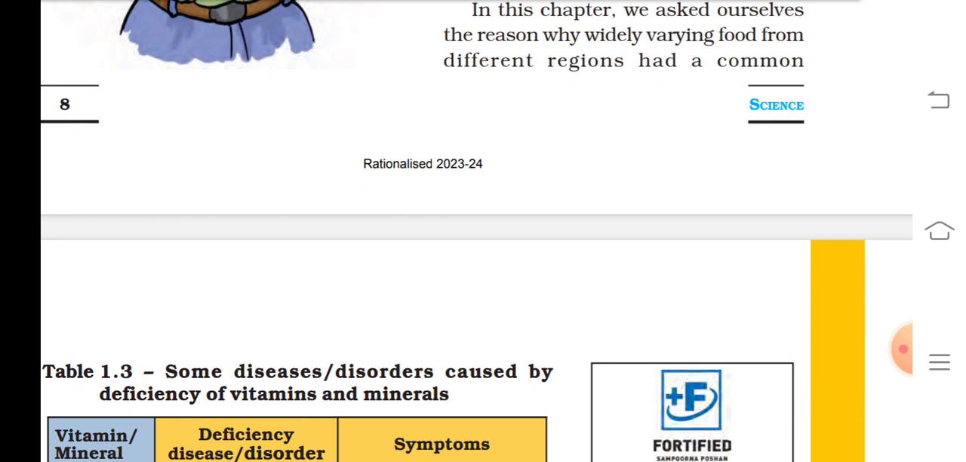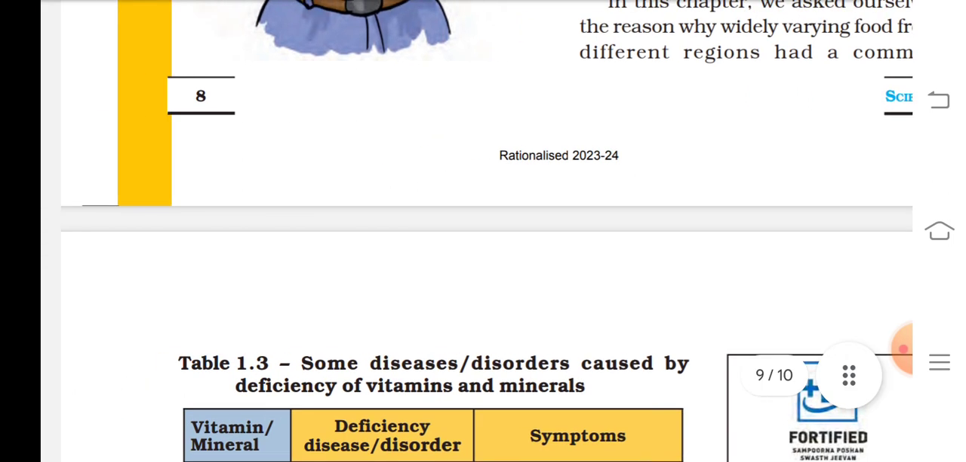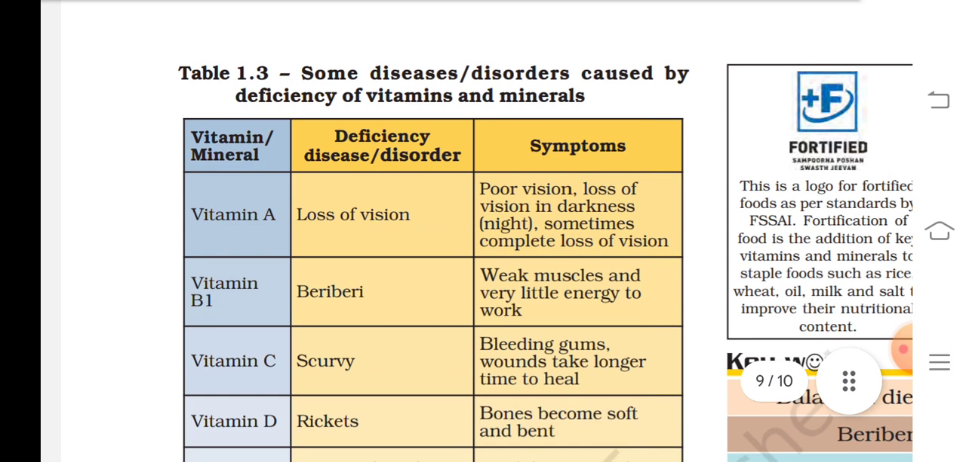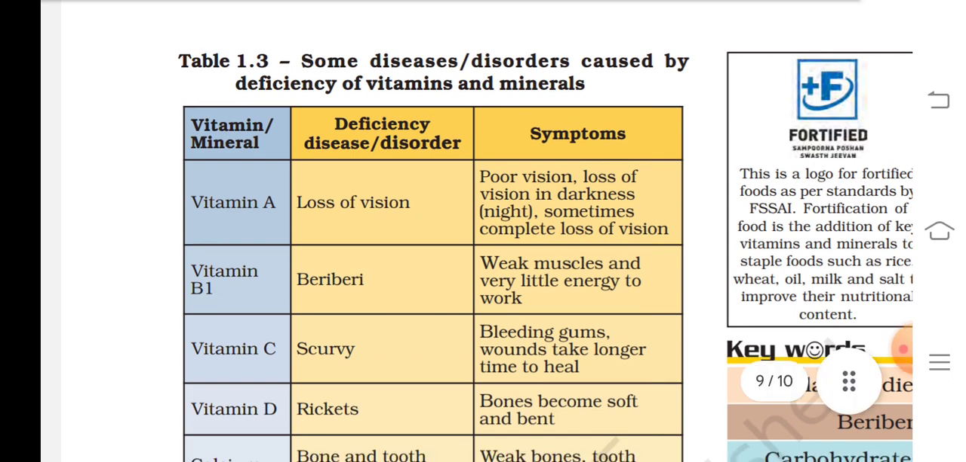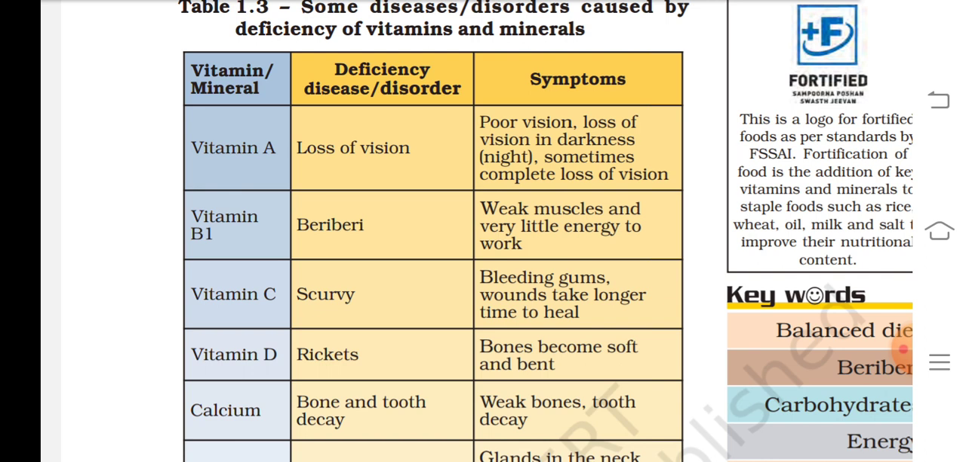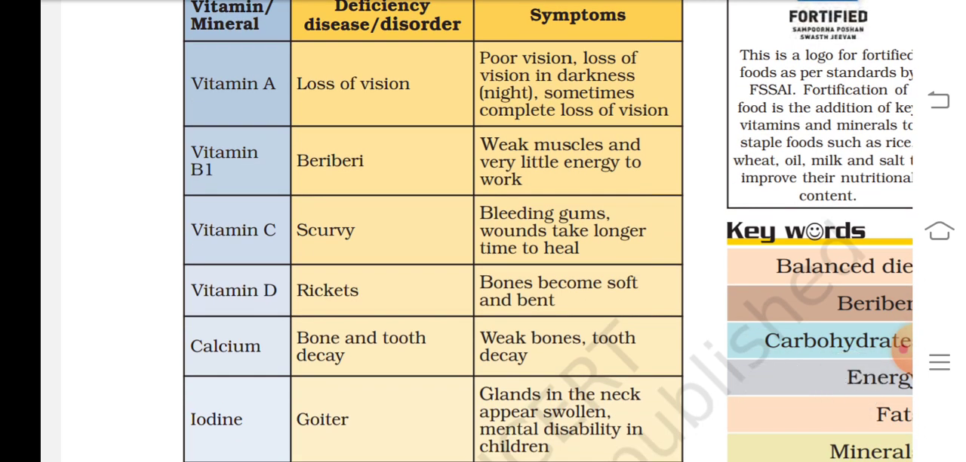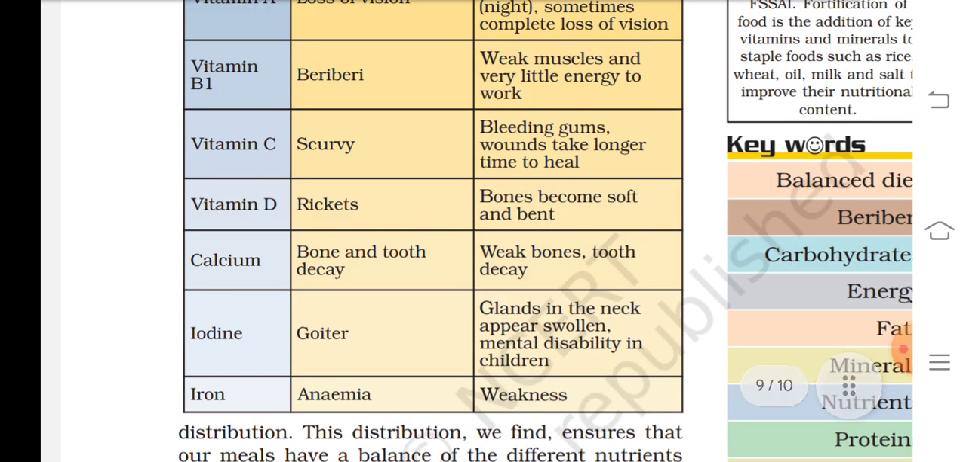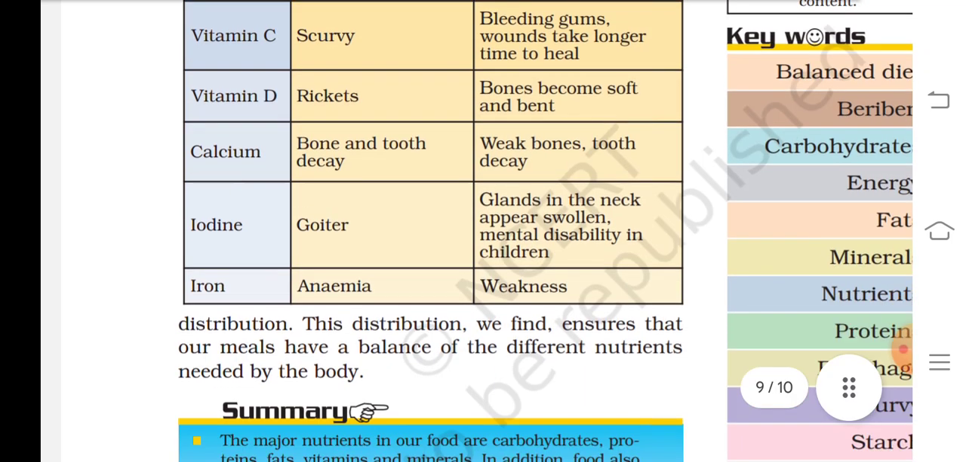In this chapter, we asked all our surveys the reasons why widely varying food from different regions had much in common. Some diseases and disorders are caused by deficiency of vitamins and minerals. Vitamin A deficiency: poor vision, loss of vision in darkness at night, sometimes complete loss of vision. Vitamin B: very weak muscles and very little energy to work. Vitamin C: scurvy, bleeding gums, wounds take longer time to heal.